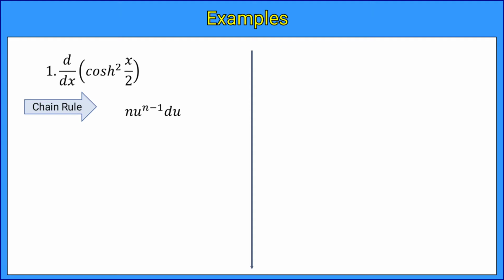So when we have a function that is raised to any value of exponent, when getting the derivative of that, you always need to subtract 1 and then multiply by du. Du represents the derivative of the function itself inside the parentheses. Okay, so in this part, our u will be the hyperbolic cosine x over 2.